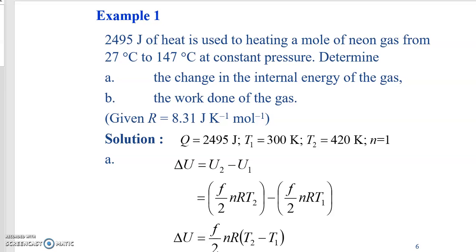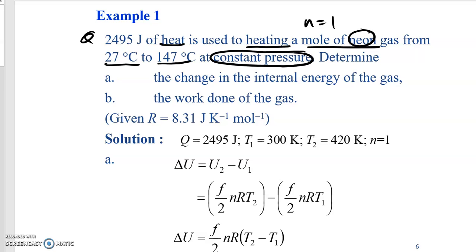Okay, kita tengok contoh soalan. Example number 1. 2495 joule of heat, so this one is Q, is used to heat a mole, n equal to 1, of neon gas. Neon gas is monoatomic gas, from 27 degrees Celsius to 147 degrees Celsius at constant pressure. Okay, determine the change in internal energy.